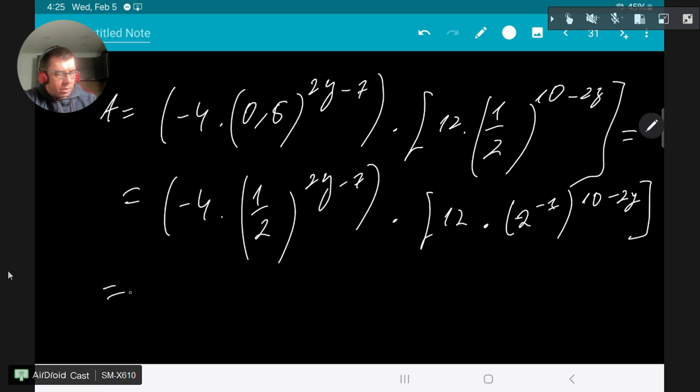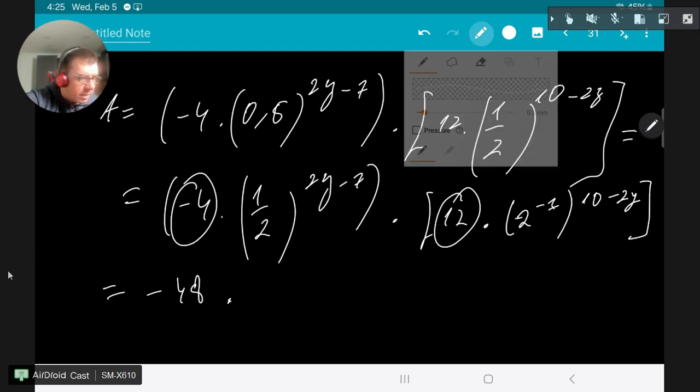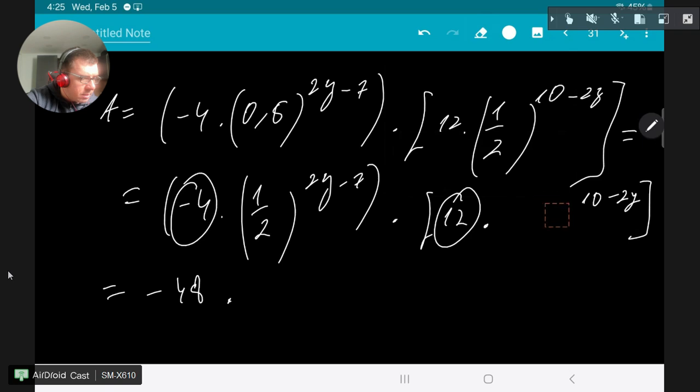Okay, I can actually multiply minus 4 and 12, I get minus 48 times, now this is, I actually didn't need to present this 1/2 as 2 to the power of minus 1 because I have another 1/2. So actually let me keep this as 1/2 instead of 2 to the power of minus 1. Let me keep it as 1/2 like this.